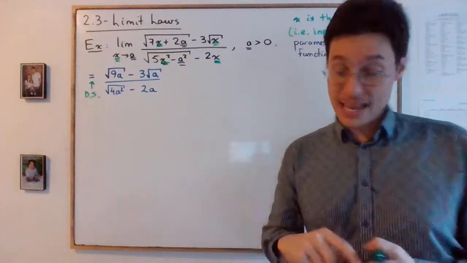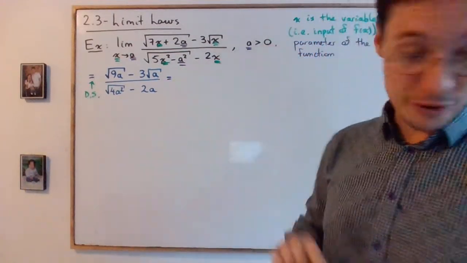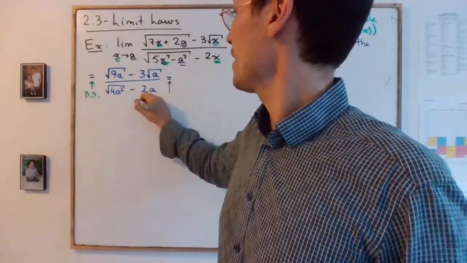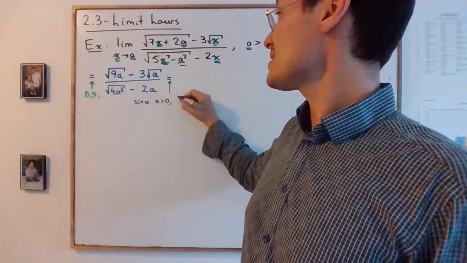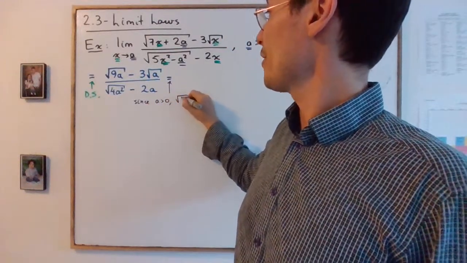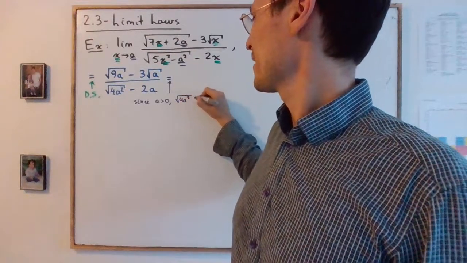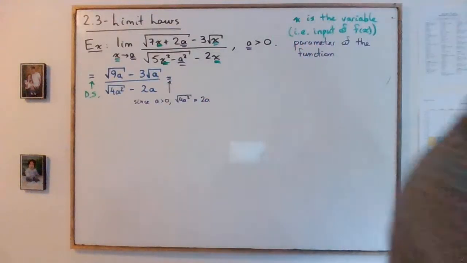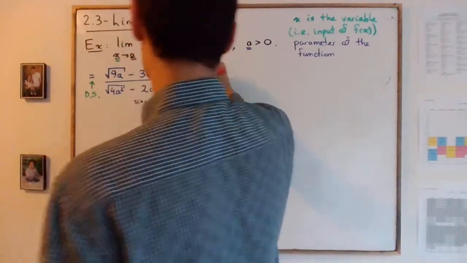And because a is greater than 0, as I remind you, it's written over here, since a is greater than 0, it means that the square root of 4a squared is simply equal to 2a. In other words, thanks to that, we are getting 0 over 0.